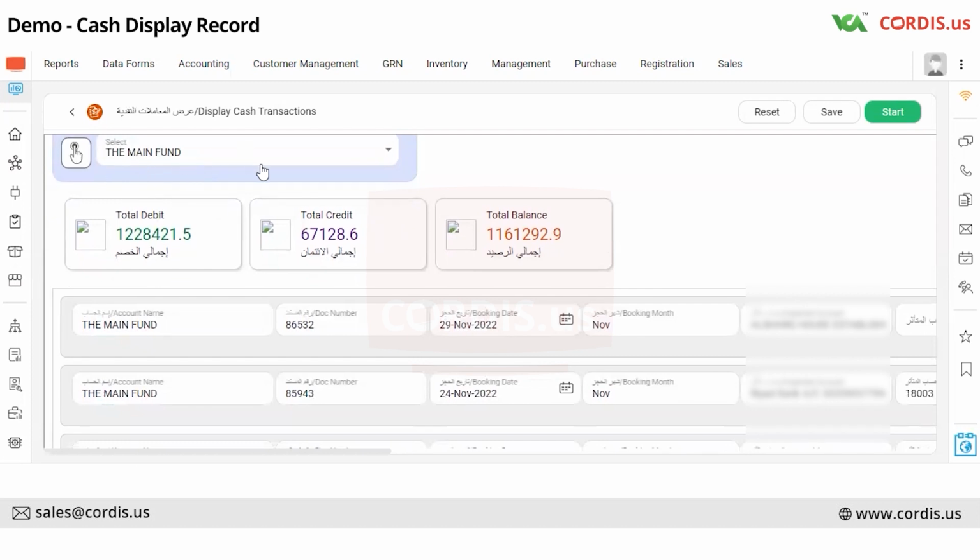The main fund closing stock, the total balance, is nothing but the closing balance of cash. This much, 11 lakhs 61,292.9. Total debit cash this much. Total credit this much.